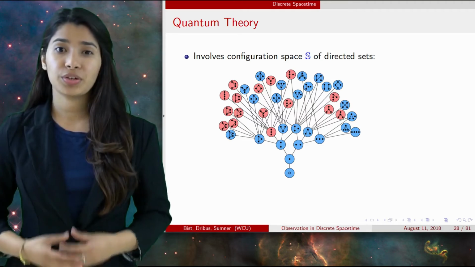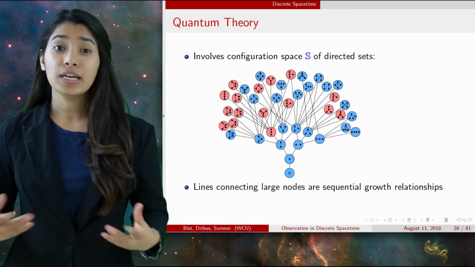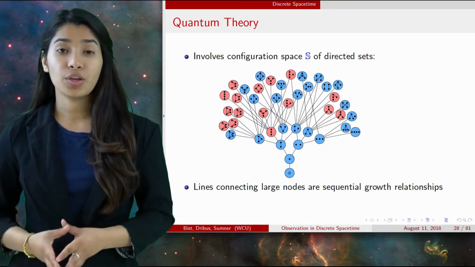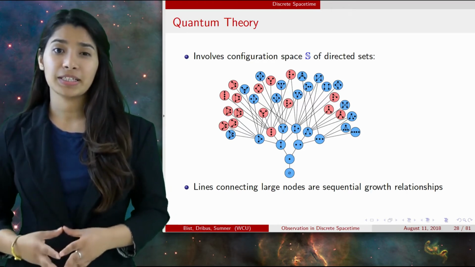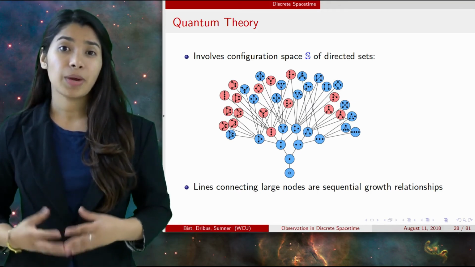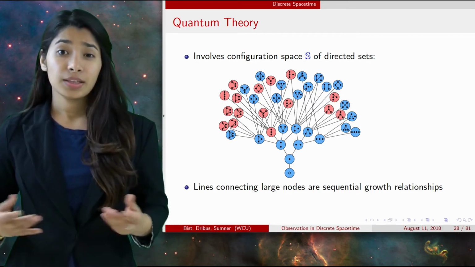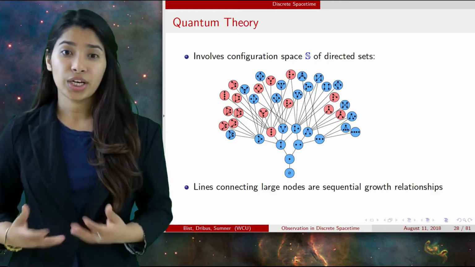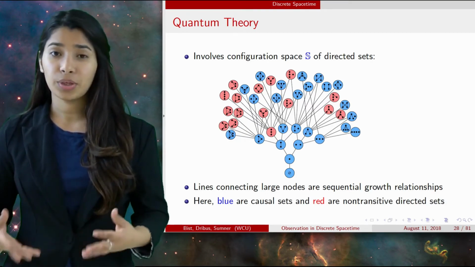Here we have an illustration of a very small part of such a configuration space. Inside each large colored node is an individual directed set. The line connecting the large nodes represents an evolutionary relationship in which one directed set grows into another one by adding new elements and relations. In this particular case, we are adding only one element at a time, so the evolutionary process here is called a sequential growth process. There's a famous paper by Rideout and Sorkin on sequential growth dynamics of causal sets. This is a similar picture except that we include some additional non-transitive directed sets that are more general than causal sets. Here the causal set appears inside the blue node and the non-transitive directed set appears inside the red node.